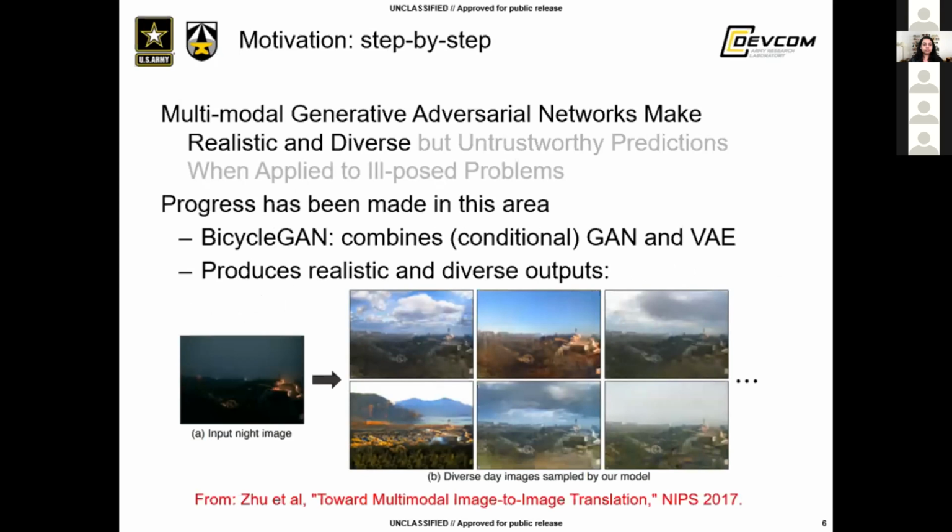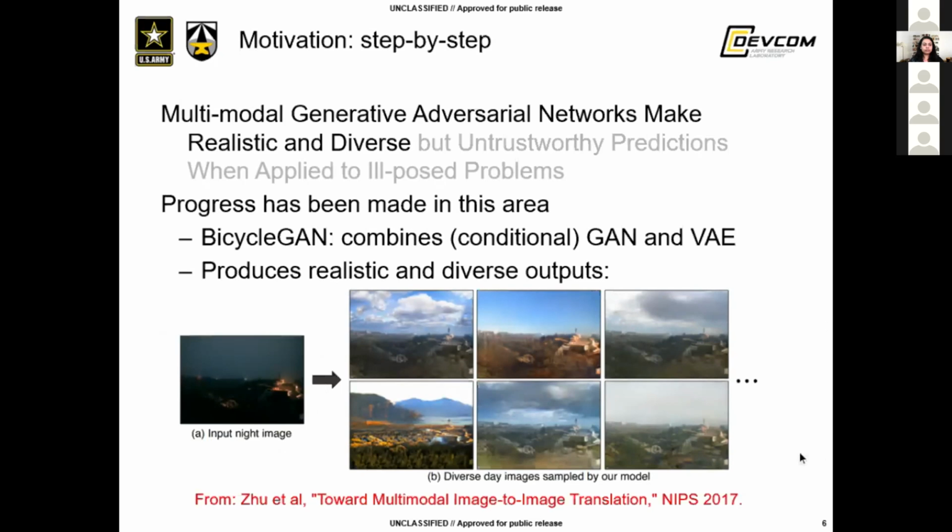People have done work on this. This is a paper from a few years ago about a model called Bicycle GAN, where basically they resolved this problem by combining different aspects of conditional GANs and VAEs, which is why I mentioned those. It's able to create a one-to-many map that produces realistic and diverse outputs. This is a fairly complicated problem. Basically, they trained it to take input images of nighttime and convert those to daytime images.